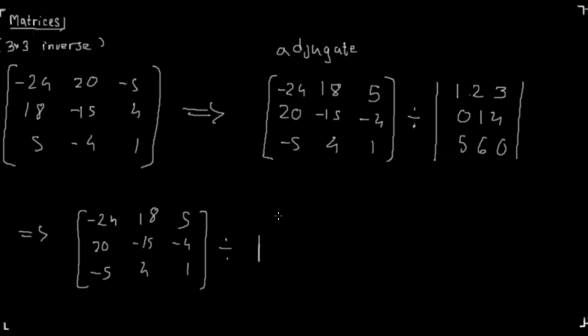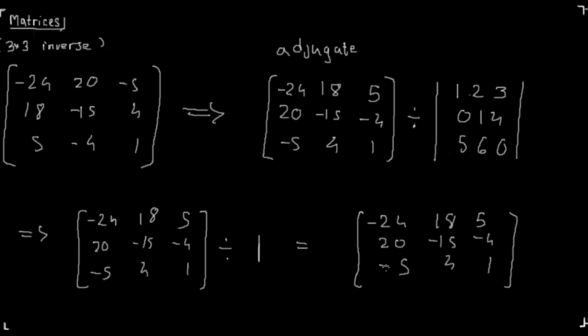So this entire thing divided by 1 is just the same thing, right? So minus 24, 18, 5, 20, negative 15, negative 4, 1, 4, negative 5. That's the answer. This is just the same thing. If this was like 2, you would have to divide everything by 2. So you're lucky it's by 1. So yeah, that is basically it for matrices. It's not it for matrices, this is it for the matrix operations.